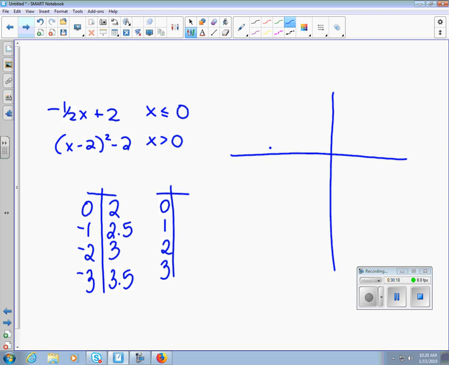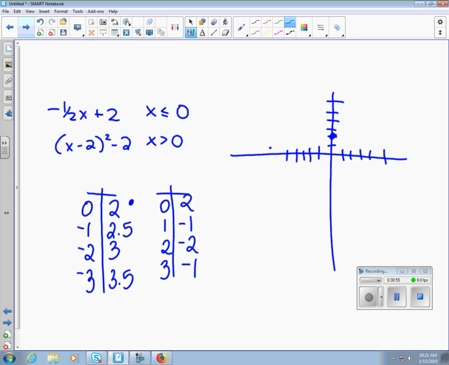And then for this piece, that's a quadratic piece. So we're going to have 0 minus 2, which is -2 squared is 4. 4 minus 2 is 2. Then I'm going to have 1 in there. So 1 squared is 1. 1 minus 2 is -1. Put 2 in there, I'll get 0. 0 squared is 0. Minus 2 is -2. Put in 3, I'll get 1. 1 minus 2 is -1. So I have enough to get things going.